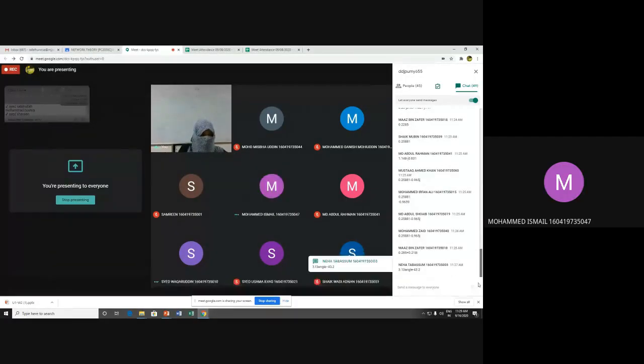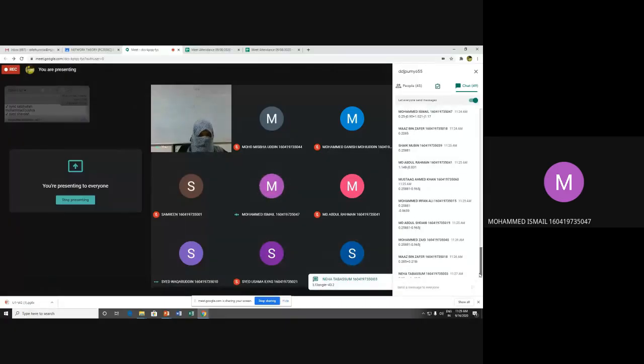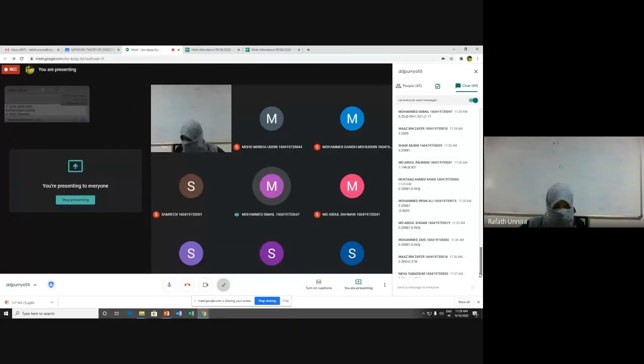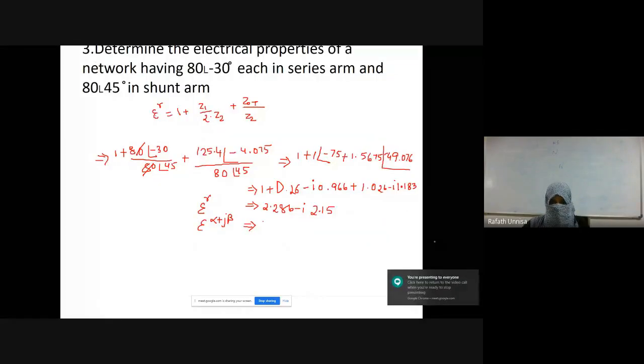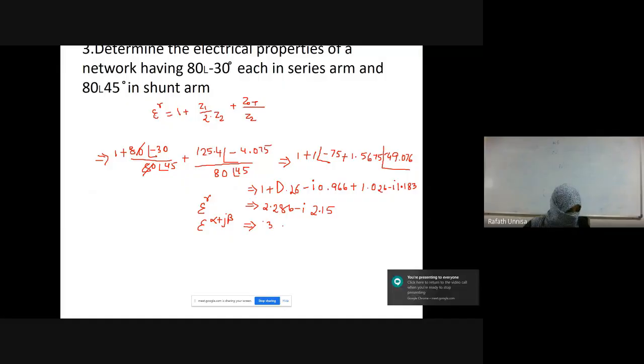Good. So we have 2.95 at the angle of minus 46.6, Neha Tabassum. Yeah, Neha Tabassum is correct. Right. So you are getting how much? 3.14 at an angle of minus 43.23 degrees we have got.